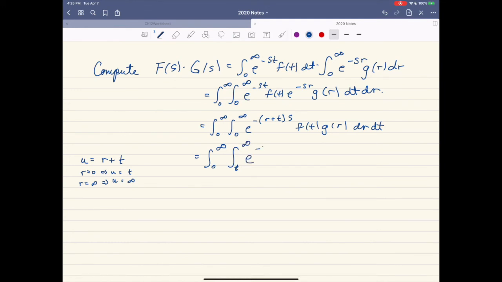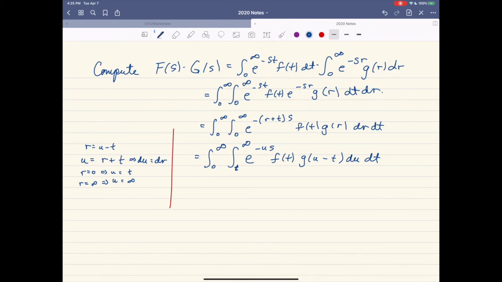We're going to have e to the negative us, we'll have f of t, and then g of r. R we should just write as u minus t. And finally, I forgot to compute this, but du is equal to dr, because we're integrating just with respect to r. All right, so du is equal to dr, so our dr turns into du. And very good. And so we're already in pretty good shape here.